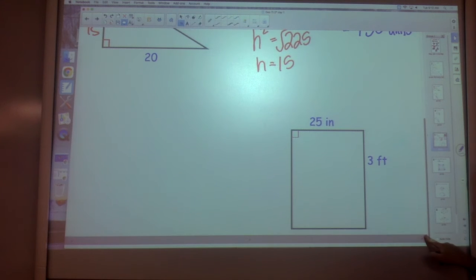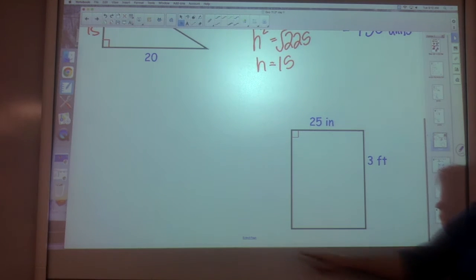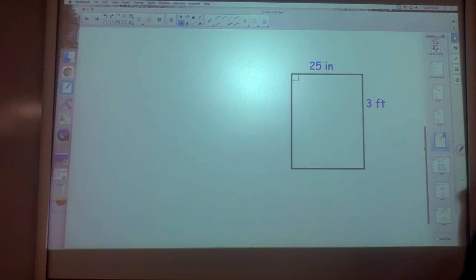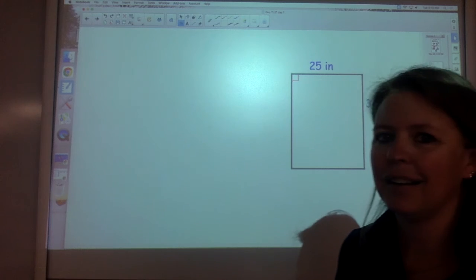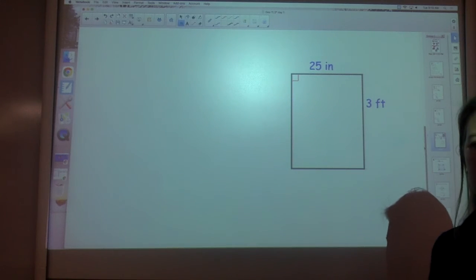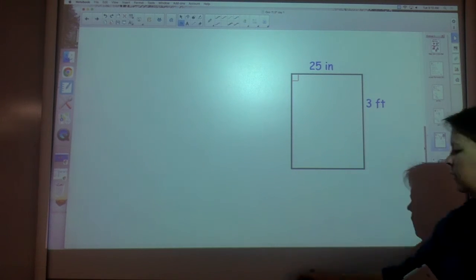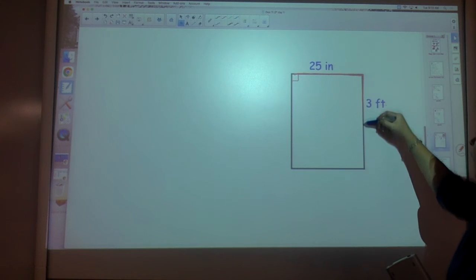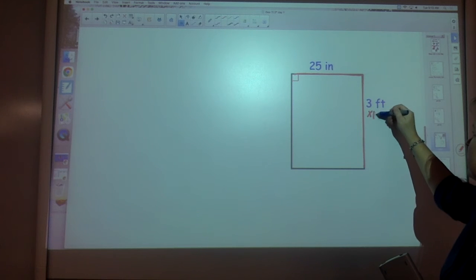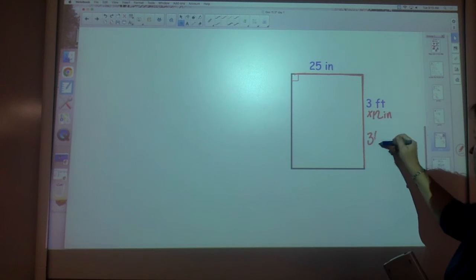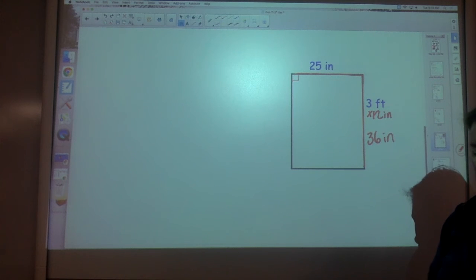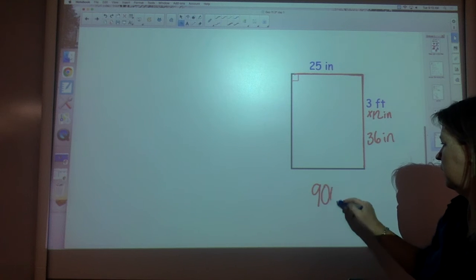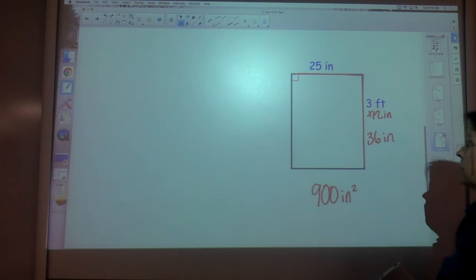Hang in there, there's a lot today. Rectangle, easy, base times height. 25 times 3 is 75. No, take a look at the units. Base times height, we have a base of 25 inches and a height of 3 feet times 12 inches in a foot, a height of 36 inches. 25 times 36 is 900 square inches.